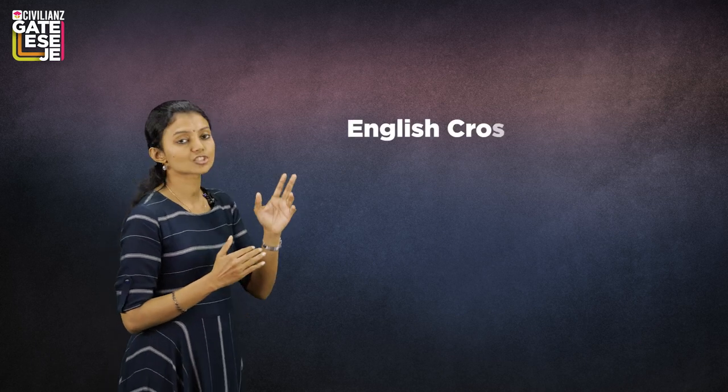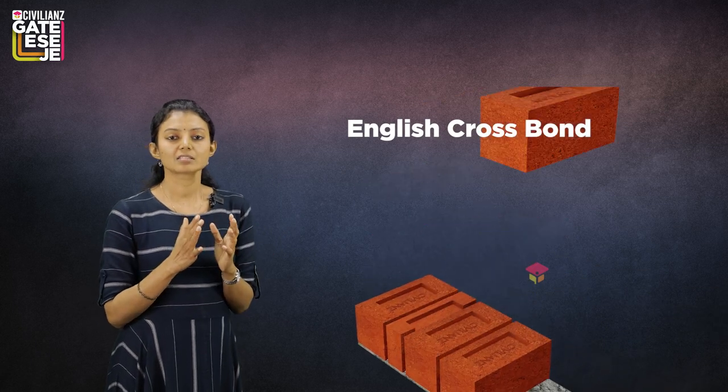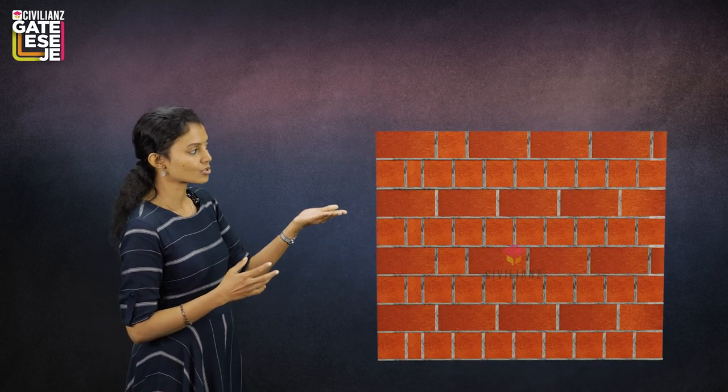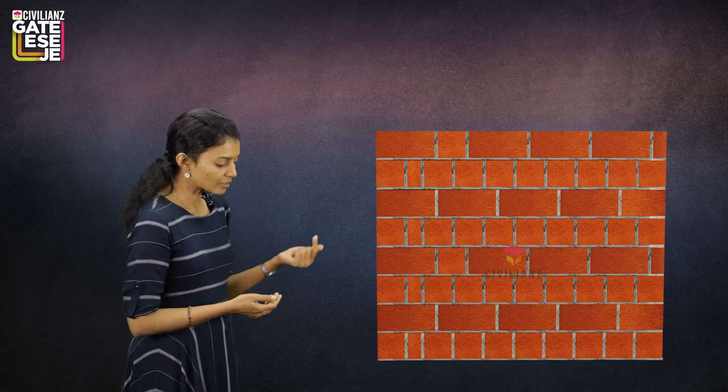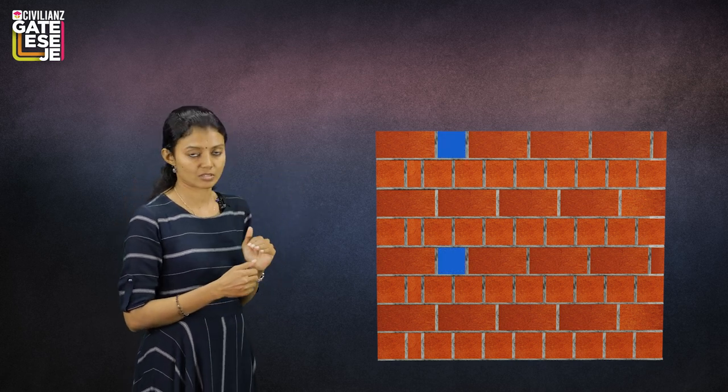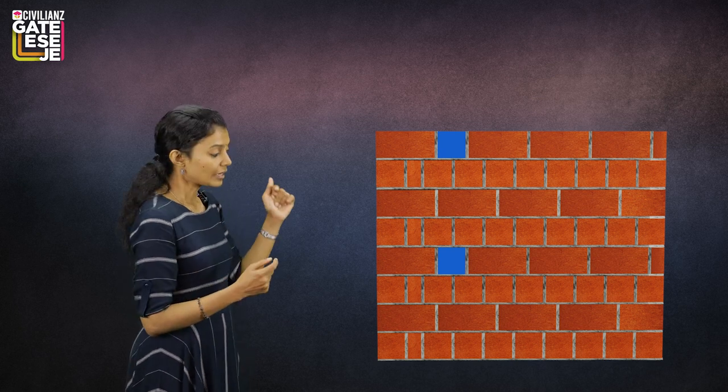Now comes the English cross bond, which is popularly known as the St. Andrew's bond. This English cross bond is also a modification of English bond. Here also we have alternate courses of headers and stretchers. In the header course, next to the coin header, we are placing a cune closer to avoid the vertical joints. And there is another difference too. Alternate stretcher courses are provided with a header next to the coin stretcher. What is a coin stretcher? The corner stretcher is known as the coin stretcher. So next to the coin stretcher, a header is placed in alternate stretcher courses.